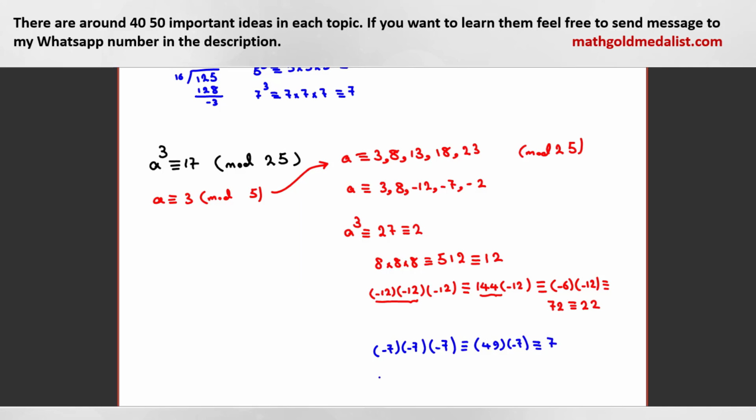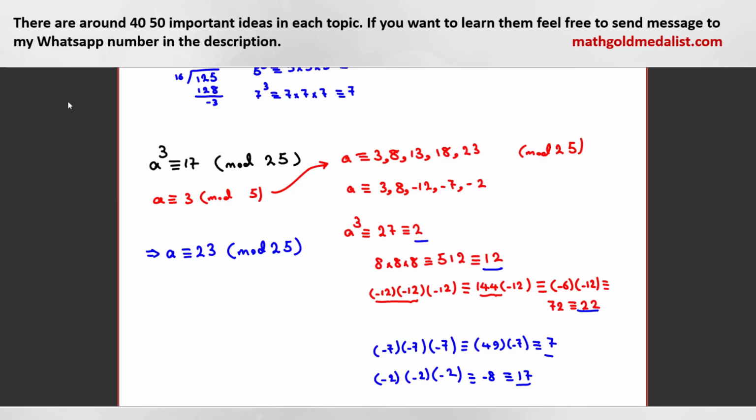Good job. What about -2? This one is easy. -2, -8, 17. Exactly. And we know a cubed is 17, so a is what mod 25? So 23. You said 23 in the beginning? Yeah. Good job, good job. Now, what did you do? I put a equals 5 plus.